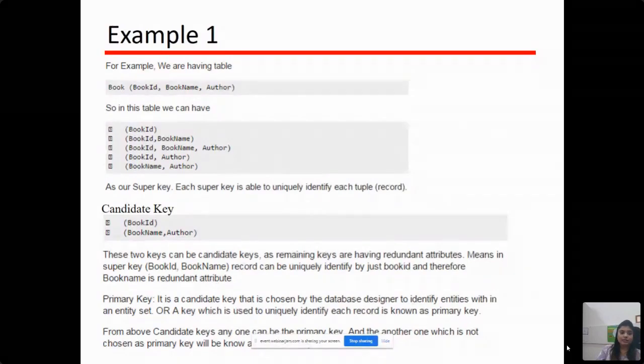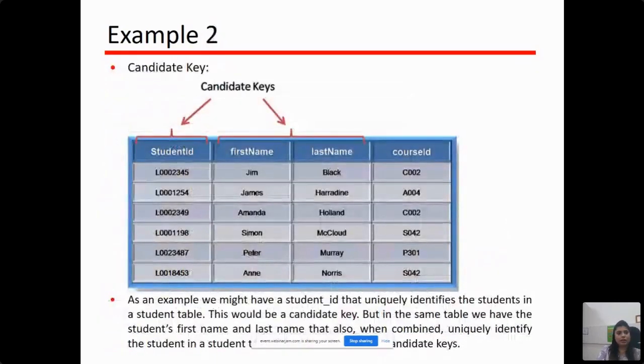And the rest of the keys, like the book name and author, become the alternate keys. Whenever we want to use them, we can use them as the alternate key. But yes, the primary key would be the book ID, because with the book ID alone, you can find any entry from the table. Okay, one more example we are going to see.